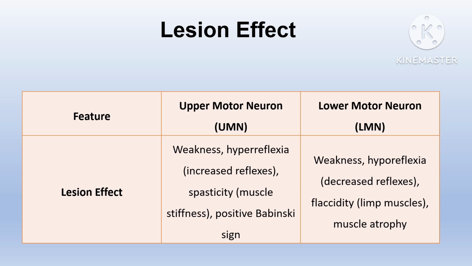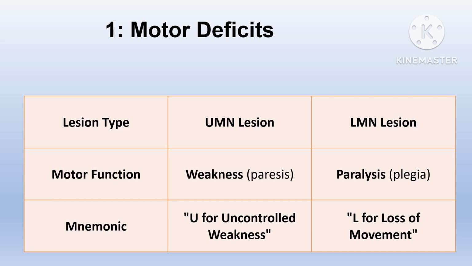The key difference between both these lesions is that upper motor neurons cause spasticity and hyperreflexia, while the lower motor neurons result in flaccidity and muscle atrophy. In case of upper motor neuron lesions, the weakness in the muscles occurs because upper motor neurons can't send effective signals to lower motor neurons, leading to weak muscle movement. Or in case of lower motor neuron lesions, it causes complete paralysis because the neurons that directly innervate the muscle are damaged, leading to no muscle movement at all.